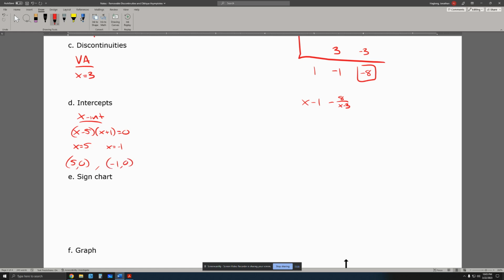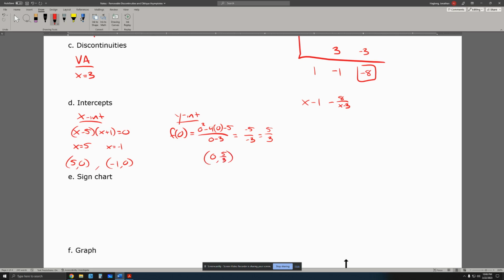For y-intercept, we're going to evaluate the function f of 0. So I'm going to plug it into the original function. We get 0 squared minus 4 times 0, and then minus 5 all over 0 minus 3. Well, this is equal to negative 5 over negative 3, or positive 5/3. So as an ordered pair, we have (0, 5/3).